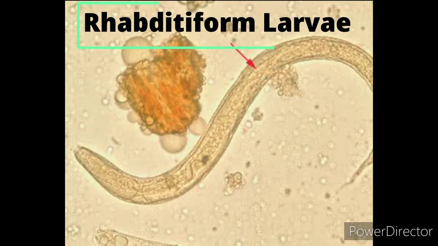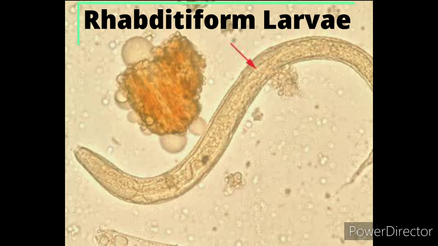First stage rhabditiform larvae pass in the feces and develop in the soil into infective stage filariform larvae. These penetrate the skin of humans, enter cutaneous blood vessels, migrate throughout the body, especially to the lungs, and finally mature in the small intestines.